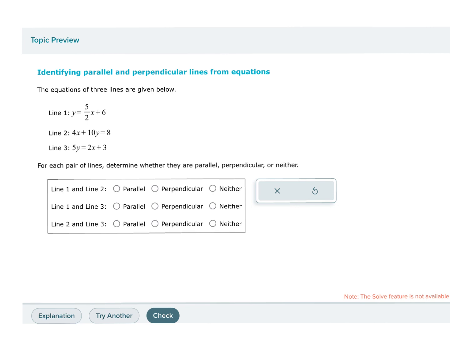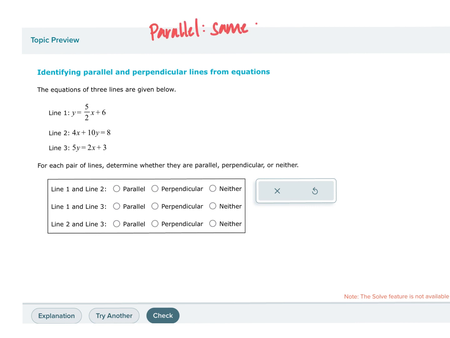This is one of your topics in ALEX. It says identifying parallel and perpendicular lines from equations. So parallel lines, we know, have the same slope. Let's make that note at the top. Parallel lines have the same slope.